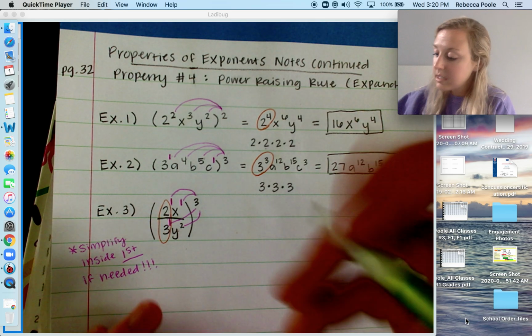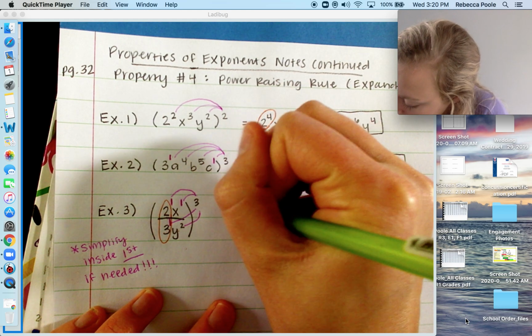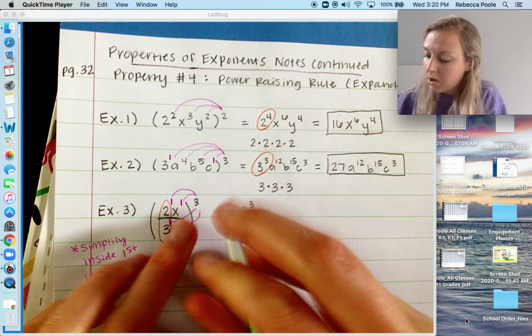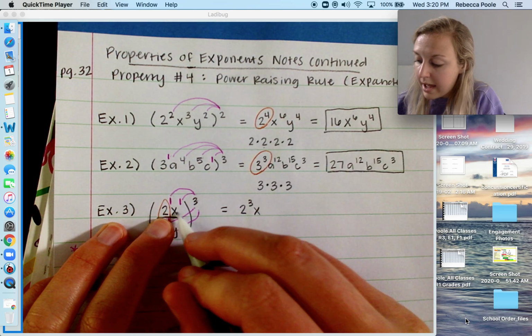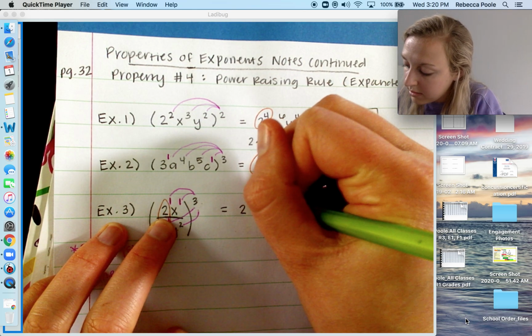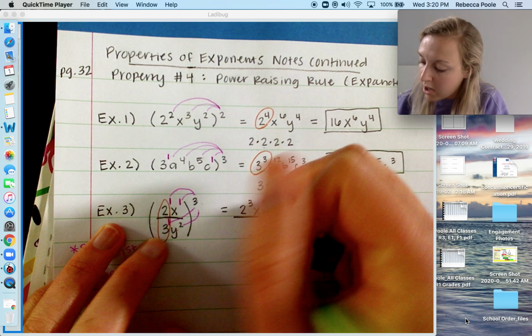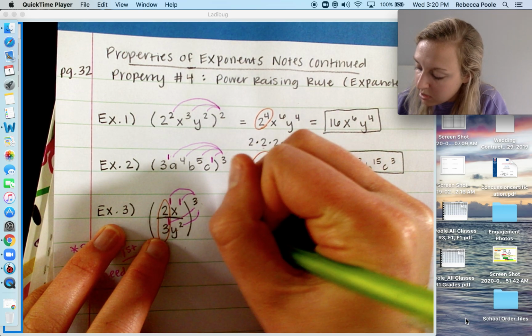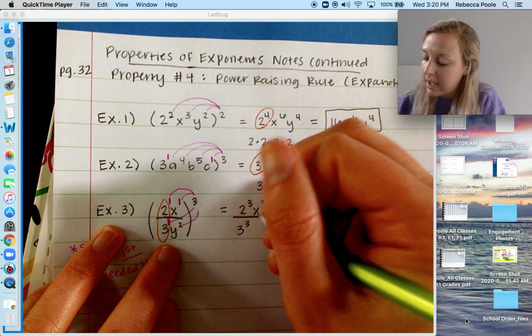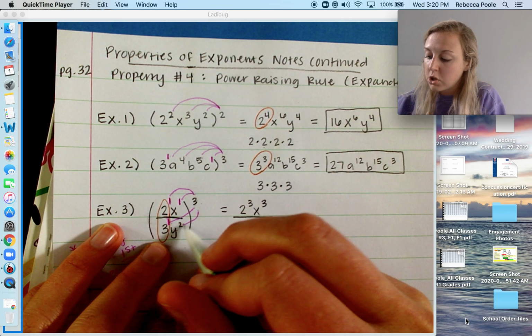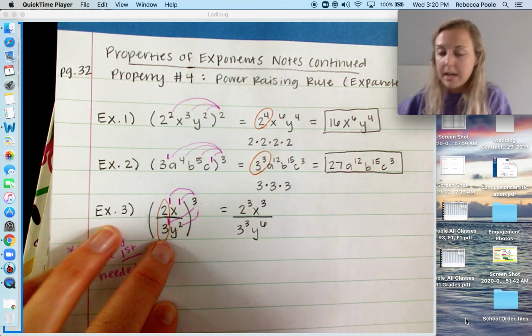So this is going to be 2, 1 times 3 is 3, so 2 cubed, x, 1 times 3 is 3, over 3 is my base, so I'm bringing it over, 1 times 3 is again 3, and then my next base is y, and 2 times 3 is 6.